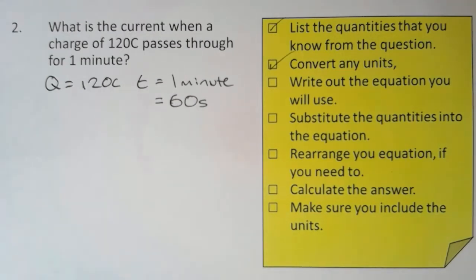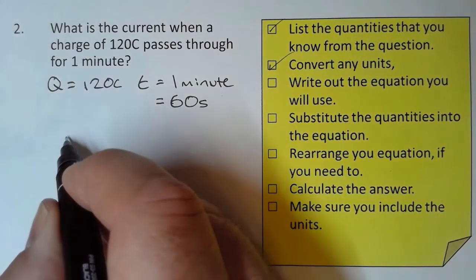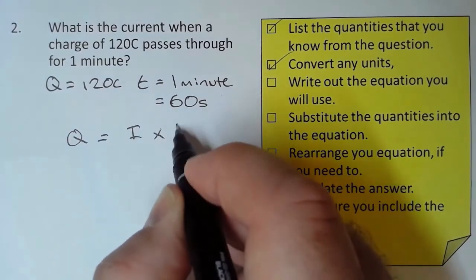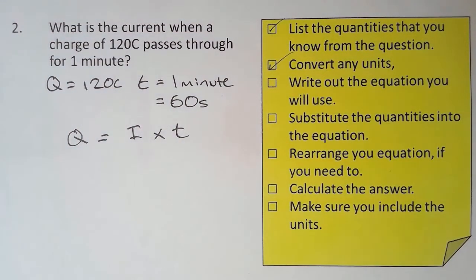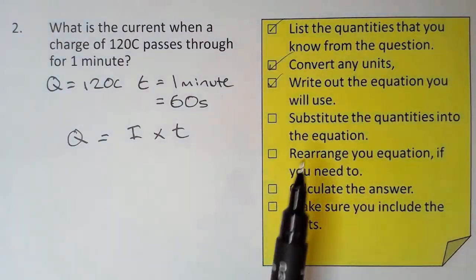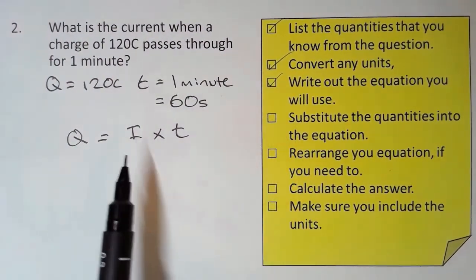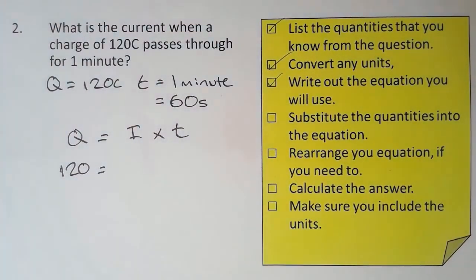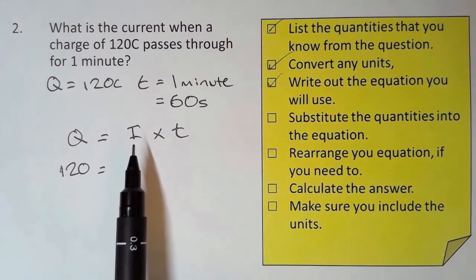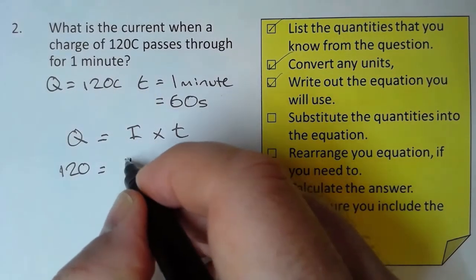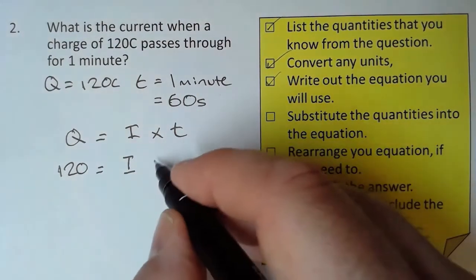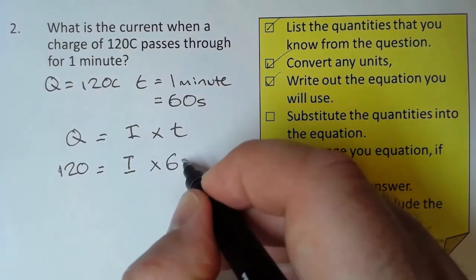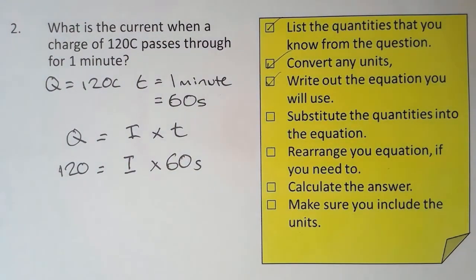Then write out the equation that you're going to use. Same as above, make sure there's lots of space, lots of room. So Q equals I times T. Okay, so there we go, written that out. Substitute the quantities into the equation. Well, Q is 120. So 120 equals, we don't know I yet. We're being asked for I, so we'll leave that as I, multiplied by the time, which we've done the conversion from minutes to seconds, is 60 seconds.